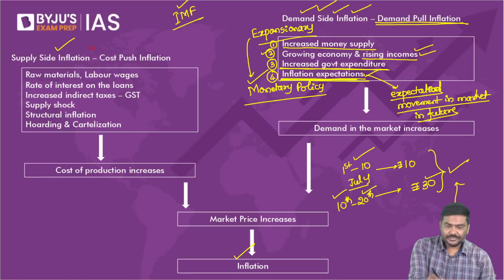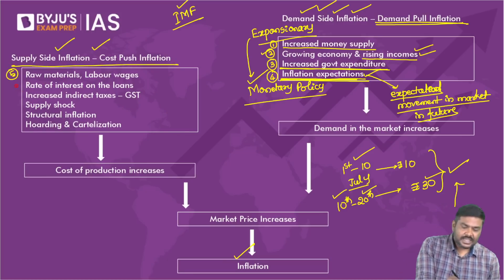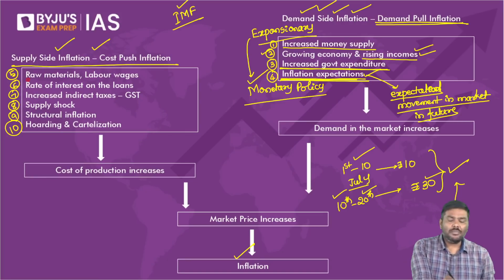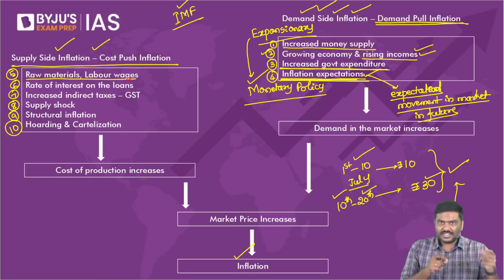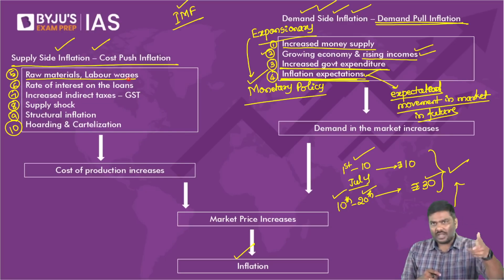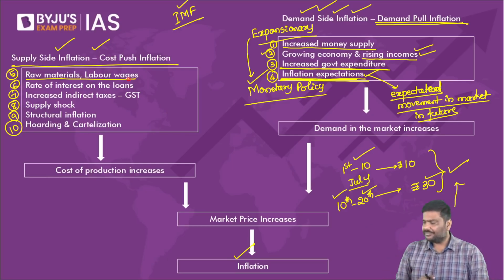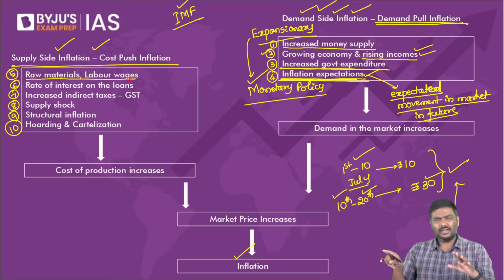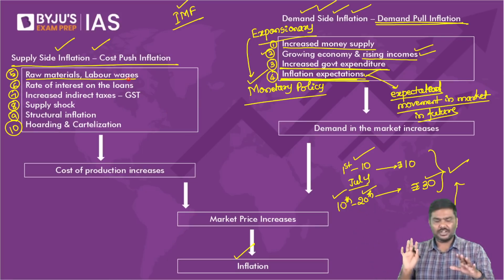Now come to the supply side. Point number 5. Cost of the raw materials and labor cost will increase. Please tell me, if the wages that you're paying and the raw material cost that you're paying increase, will you sell the product at the same price in the market? Very basic idea. Will you not increase the price of the product? Market price will increase. Can it cause inflation?